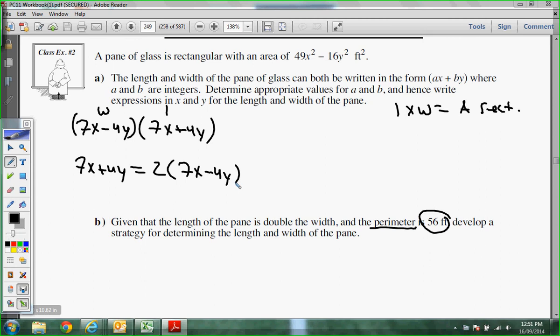So what does perimeter mean? Let's take a step back. What's perimeter mean? Sum of all sides, right? So when you're doing the sum of all sides of a rectangle, how many lengths do you have? Rectangle: 2 lengths, 2 widths, right? So I'm going to go 2 of my lengths, and 2 of my widths, equals 56. Okay, it's going to be a little bit old school here. We're going to have to solve using a system of equations, if you remember how to do that.